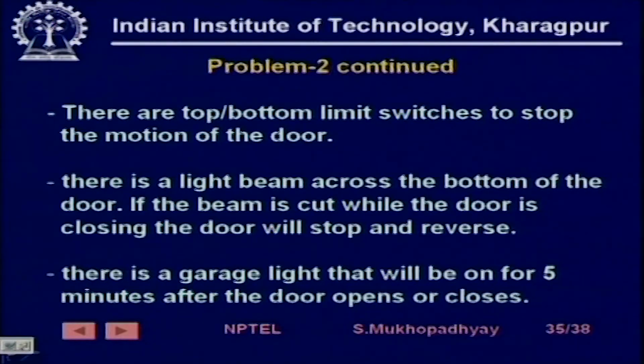There is a garage light that will be on for 5 minutes after the door opens or closes. So, you have to use a timer here. Any time you do an operation, the light is going to go on and stay on for 5 minutes.